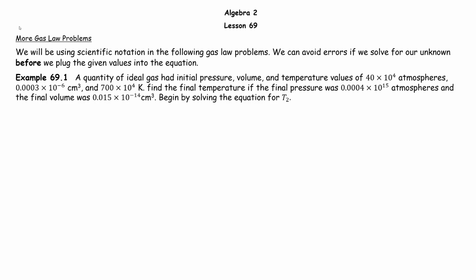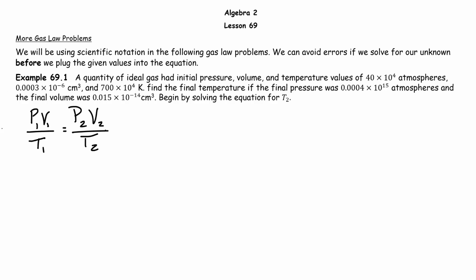Okay, so lesson 69, more gas law problems. We've already done some gas law problems, and these are just like those, except that now we are using a lot of scientific notation in there. So the basic equation, the ideal gas law equation, one of them anyway, is P1 V1 over T1 is equal to P2 V2 over T2, where P, V, and T represent the pressure, volume, and temperature of an ideal gas.